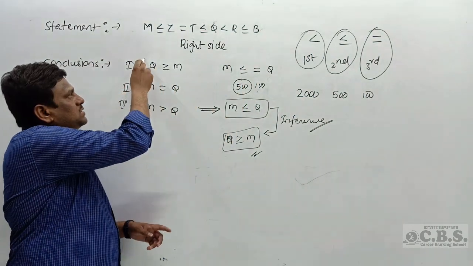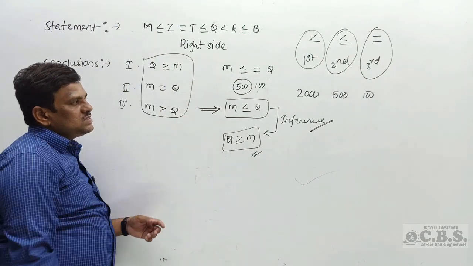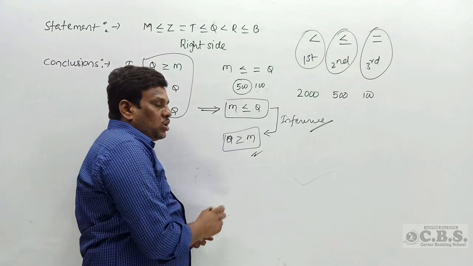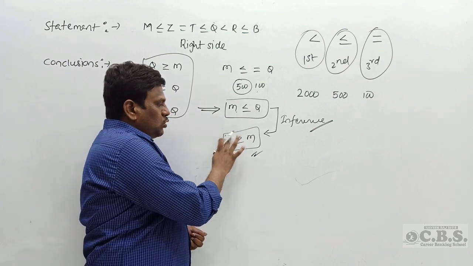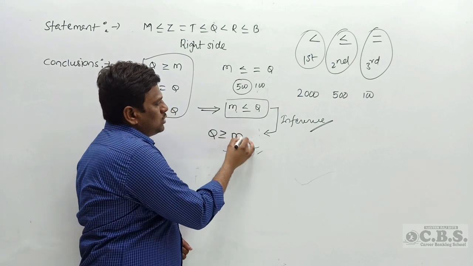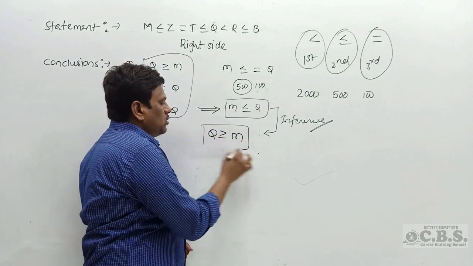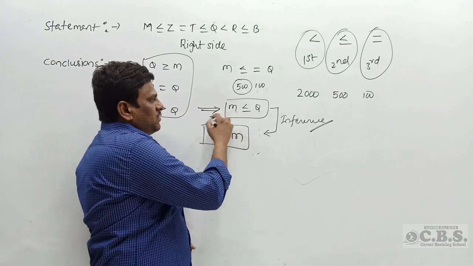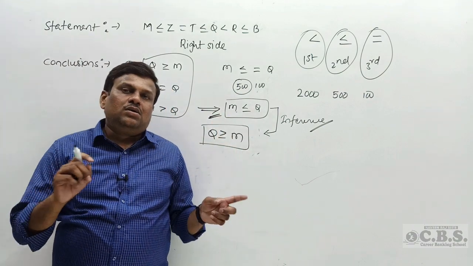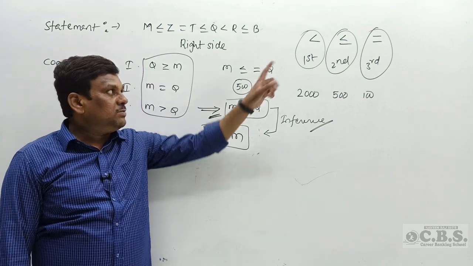But as per the options, M less than or equal to Q is not visible in the options. Can I convert it into Q more than or equal to M? Yes, obviously you can convert to Q more than or equal to M. So this is possible. Q more than or equal to M is possible to convert with respect to the conclusion. So this is a way to answer conclusions of inequalities with the help of the ranking system.